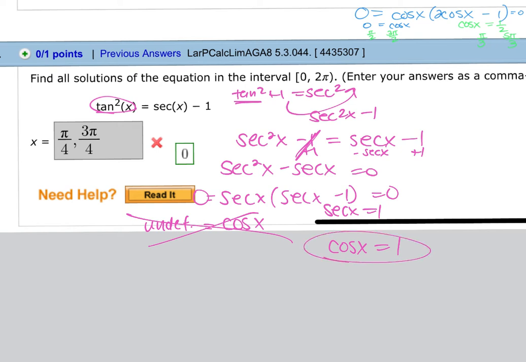Cosine is 1 at 0. And it's at 0 to 2 pi, so we include the 0 and not the 2 pi. If cosine is 0, then secant is undefined. Correct. It's always going to flip. And that can happen because cosine can be 0. So secant can be undefined, but cosine's never undefined. Sine and cosine are never undefined.